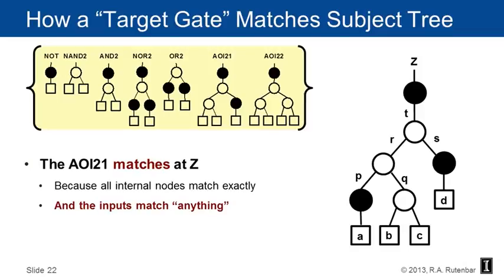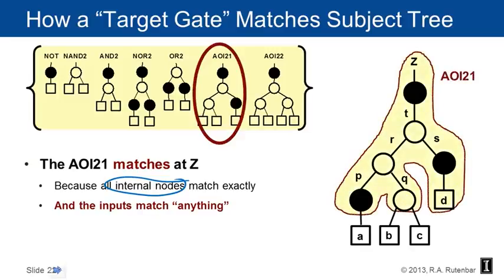The AOI 2-1 matches at Z because of two things, right? So the first reason it matches is that all of the internal nodes match exactly. And so I'm going to highlight the AOI 2-1 for you here, and then I'm going to highlight how the AOI 2-1 matches, right? So at the top, there's a black circle, and the black circles match.